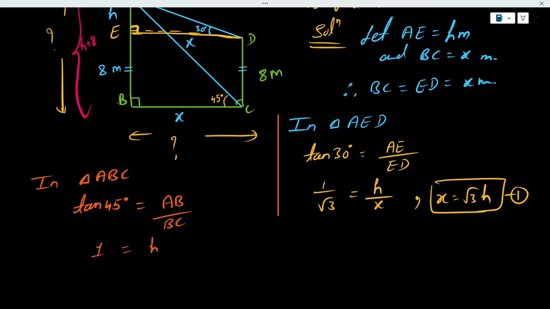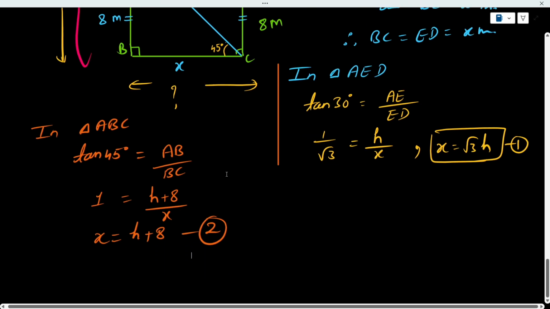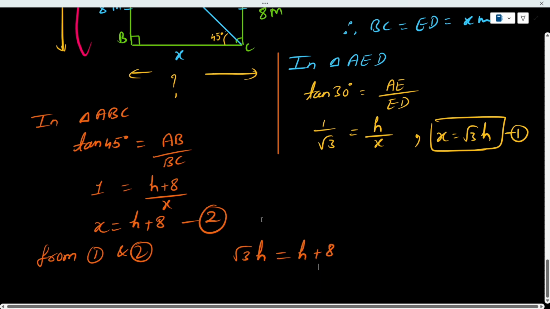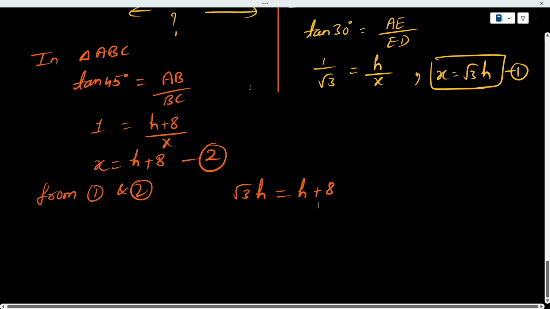So x is equal to h plus 8. This is your equation 2. Now if you see from both 1 and 2, they both are equal to x, right? So you can substitute one value in another, so I can equate both. It will be root 3 h is equal to h plus 8. And if you do the simplification, you will get the value of h.